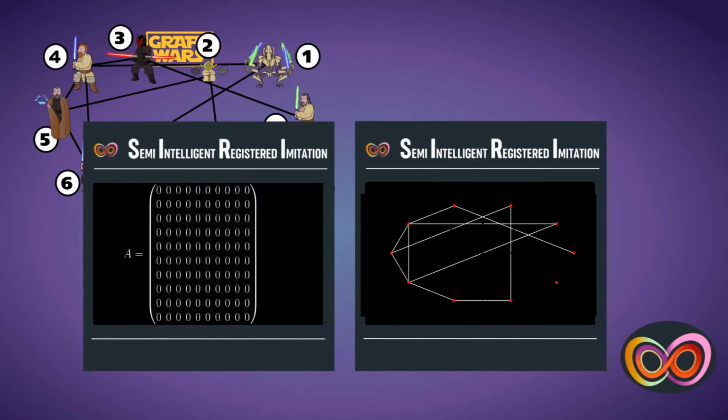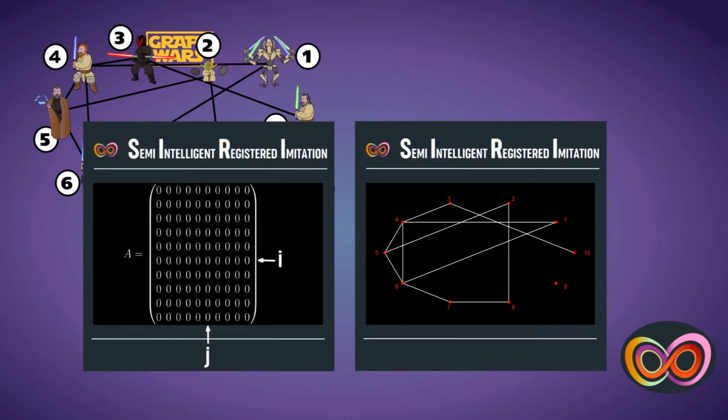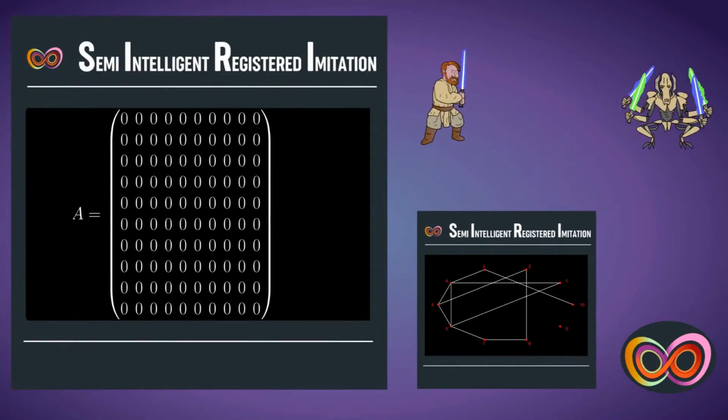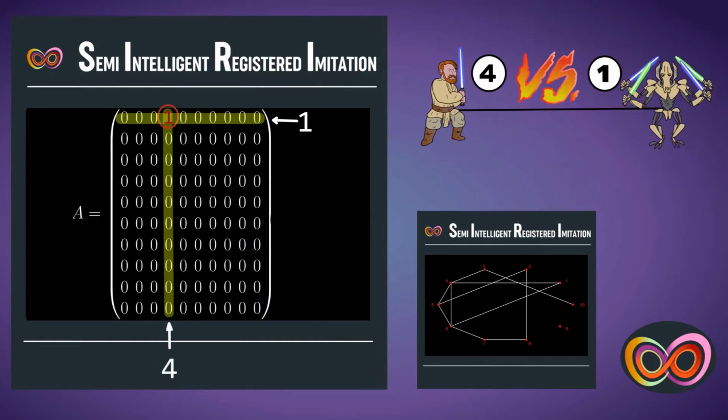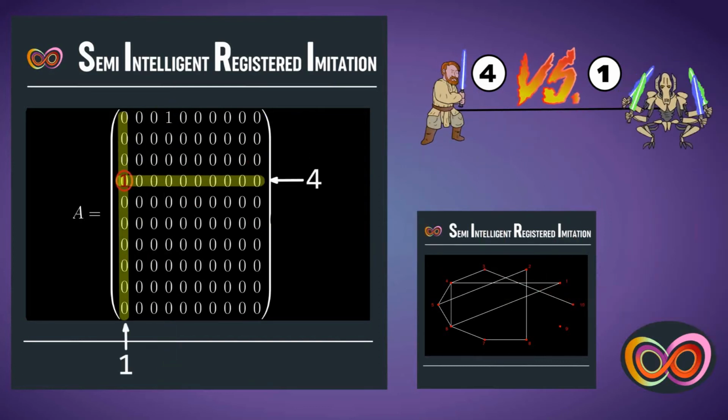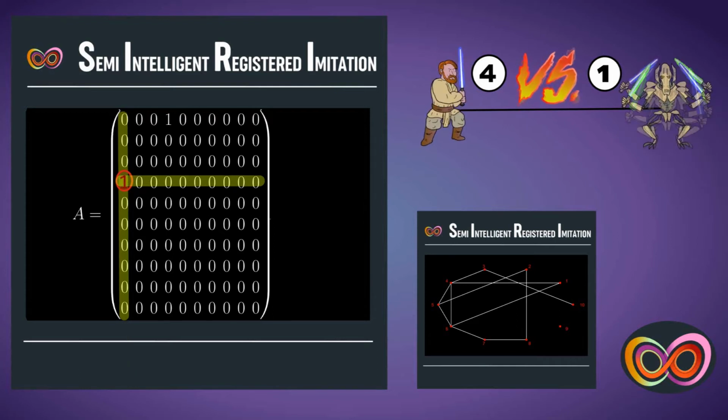Now we consider a matrix that is filled with 10 times 10 zeros and put 1s if i and j are connected. For example, since General Grievous and Obi-Wan fight in that famous scene where Obi says, "Hello there!" we know that the vertices 1 and 4 are connected, and hence we put a 1 in the first row, 4th column. In fact, since we are not considering directed graphs, 4 and 1 are also connected, so we put a 1 in the 4th row, 1st column. We can keep going and complete the adjacency matrix this way.